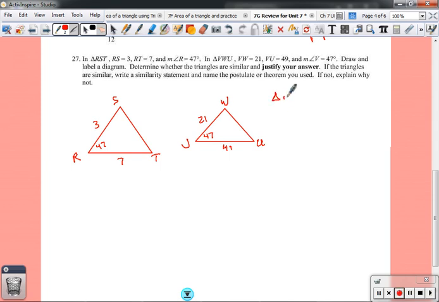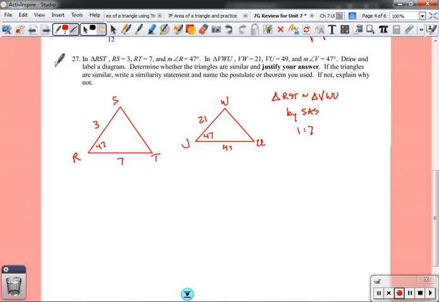Triangle RST is similar to triangle. And it's important that I go in the same order, so that the corresponding sides and angles match up. So because I went RST, I'm going to put VWU. They're similar by side angle side. The similarity ratio from this one to that one is 1 to 7.